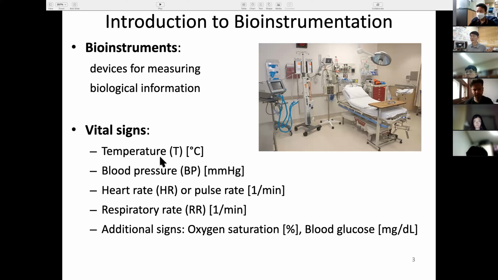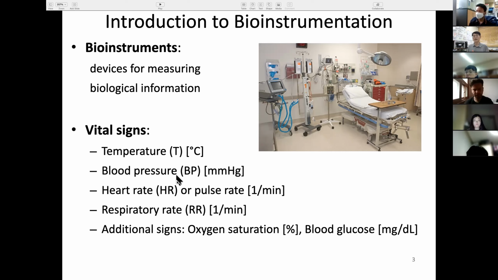So temperature, of course, we write it T, but we are usually talking about degrees Celsius. And blood pressure is very important for the status of our cardiovascular system. And whenever we discuss a physical or biological quantity, it's very important to use proper notation and proper units so that we can communicate properly. So blood pressure is millimeters of mercury, mmHg.